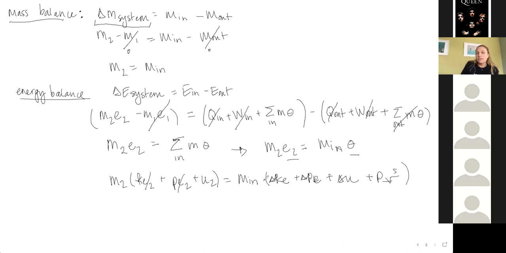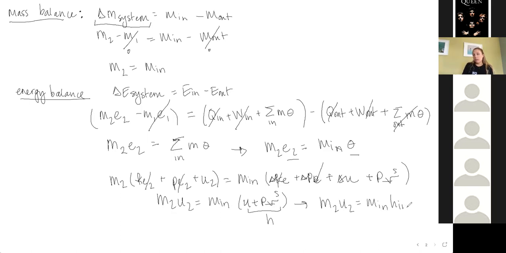We know that kinetic and potential energies are going to cancel across the board here. And so we are left with the equation M2U2 is equal to Mn times U plus P specific volume, which we know that this becomes enthalpy. So therefore, M2U2 is equal to Mn times Hn.